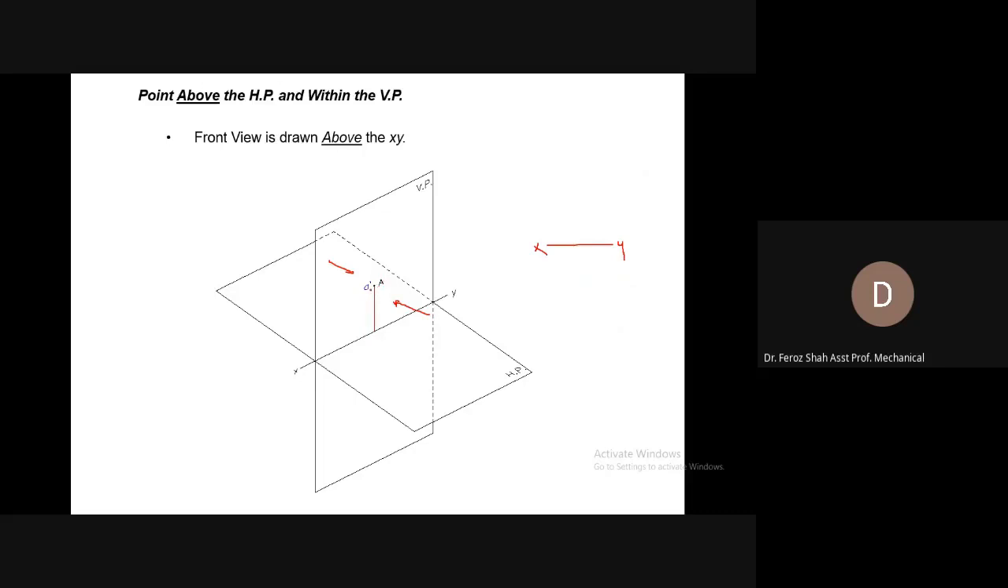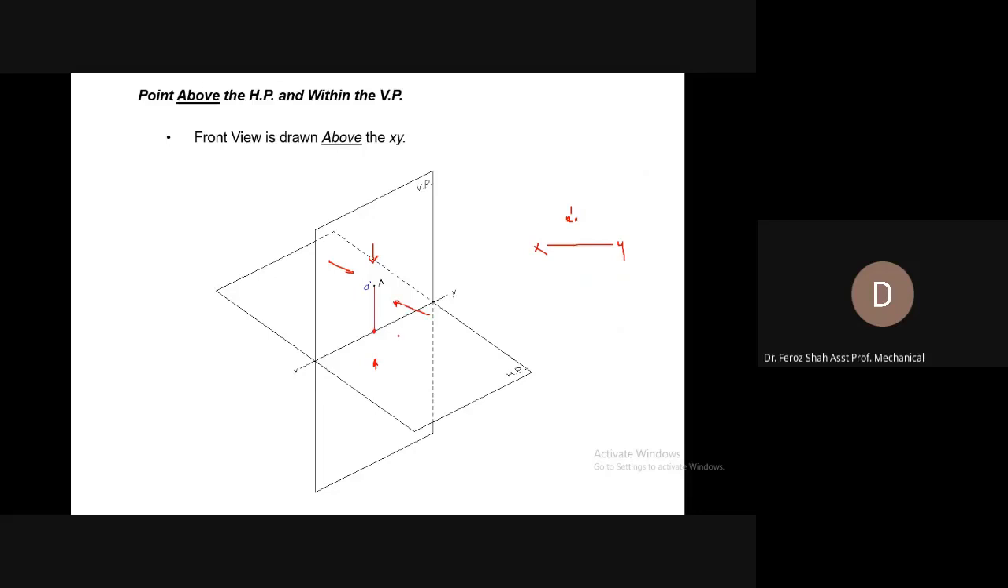That much to which the A was above the horizontal plane. So its front view again is coming above the XY reference line. And for the top view, if you want to draw it, you will be looking at it from above or from below, from the bottom. Its top view would be formed exactly on the horizontal plane at this location.